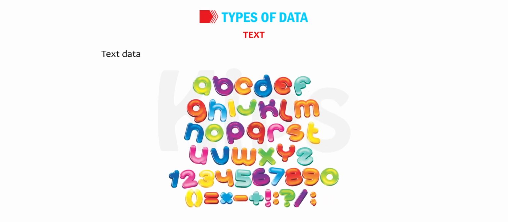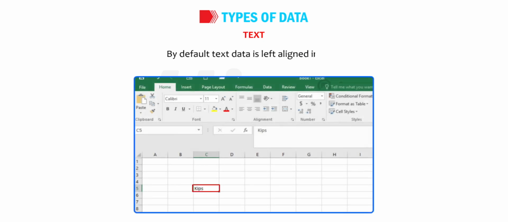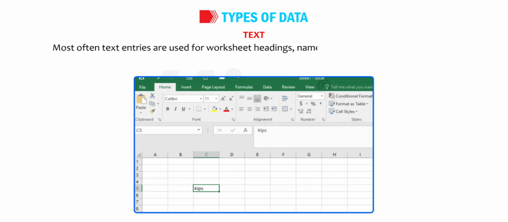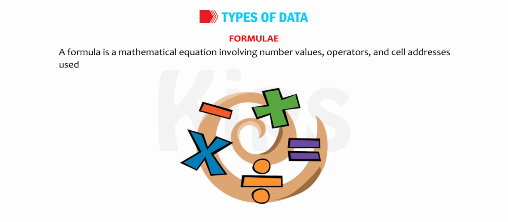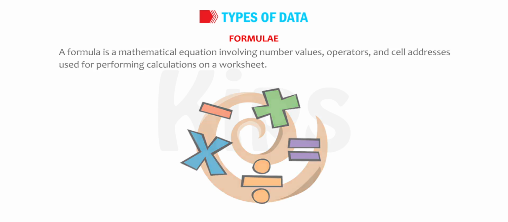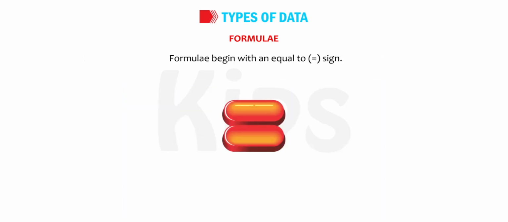Text. Text data can contain alphabets, numbers, spaces, and special characters. Text data is not used in calculation. By default, text data is left aligned in a cell. Most often, text entries are used for worksheet headings, names, and for identifying columns of data. Formulae. A formula is a mathematical equation involving number values, operators, and cell addresses used for performing calculations on a worksheet. Formulae can range from basic mathematical operations to complex calculations. Formulae begin with an equal to sign.